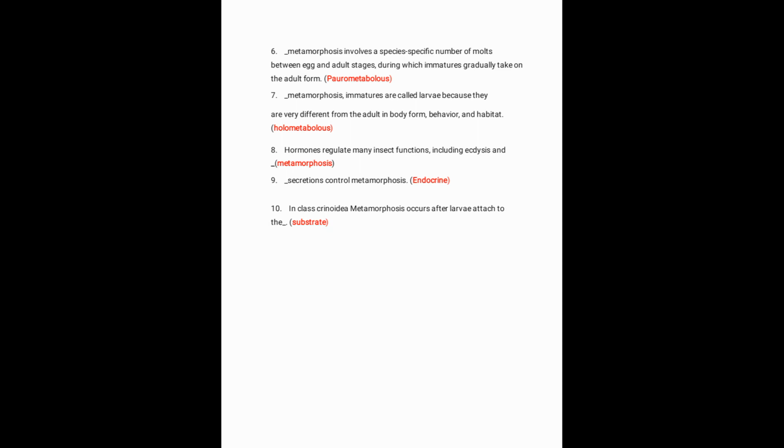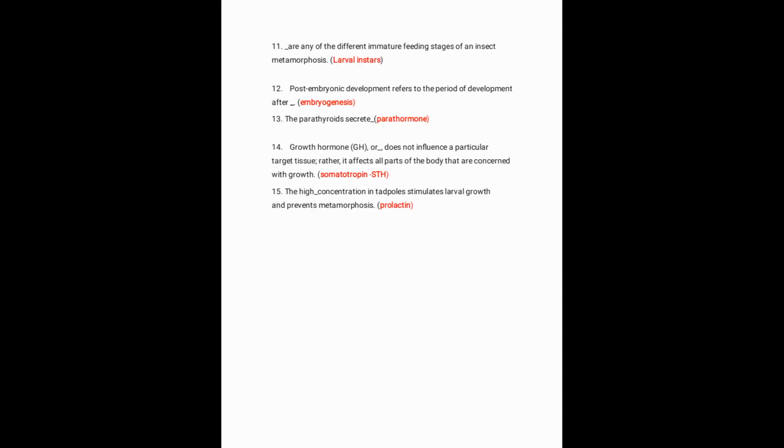Endocrine glands' secretion controls the metamorphosis. The answer is endocrine. 10th, in class Cnidaria, metamorphosis occurs after the larvae attach to the substrate. 11th, objective: dash are any of the different immature feeding stages of the insect in metamorphosis: larval instar.